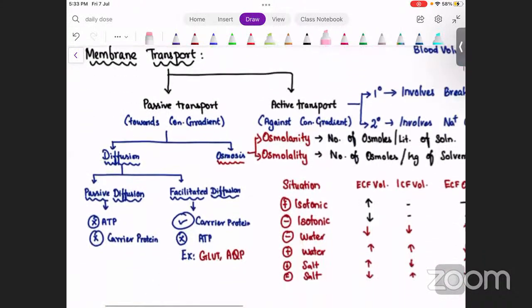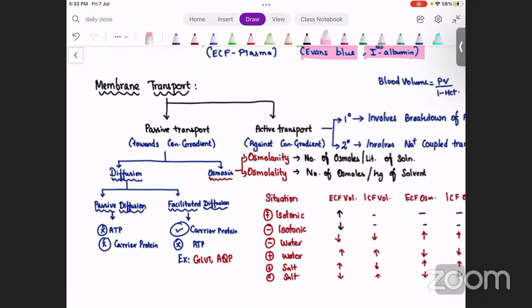Okay, now speaking about membrane transport, we have two types of membrane transport, people. One is towards the concentration gradient, another one is against the concentration gradient. Which one, going with the flow, is active or passive? When it is going with the flow, will it be active or passive? It will be a passive one. And similarly, when something is going against the concentration gradient, which is opposing, it is an active transport.